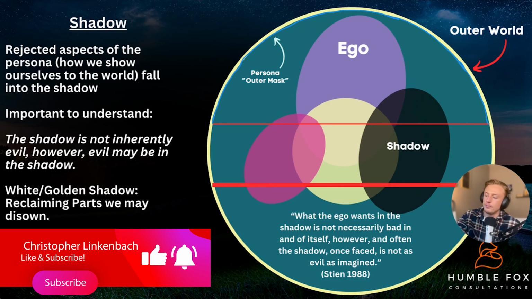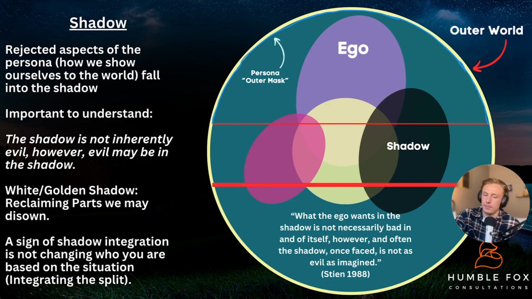So the shadow relates to the persona, and we'll get into that in a moment as well. But the shadow is all of the aspects of who we are that don't fit into our persona or our outer mask. And our persona was developed through traits that were admirable, rewarded survival mechanisms or deemed lovable by our caretakers in childhood. So how we show ourselves to the world, those aspects that don't get shown to the world fall back into the shadow.